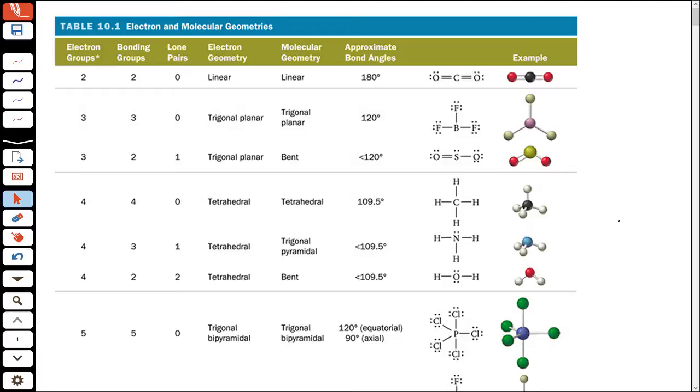Okay, so a couple things about that. First, you'll notice in the table that the approximate bond angle for BF3 is 120 degrees, but for OSO, or SO2, it's a little less than 120 degrees. Why do you think it's a little less than 120 degrees? Guesses?